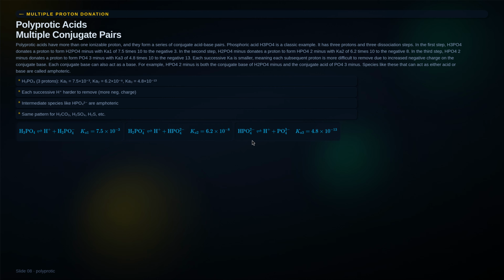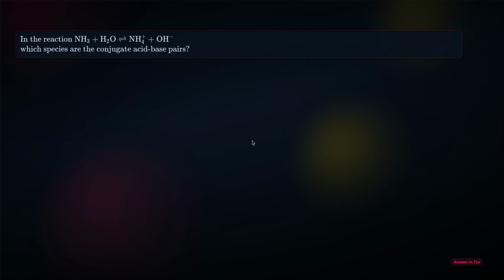Each conjugate base can also act as a base. HPO42- is both the conjugate base of H2PO4- and the conjugate acid of PO43-. Species that can act as either acid or base are called amphoteric.